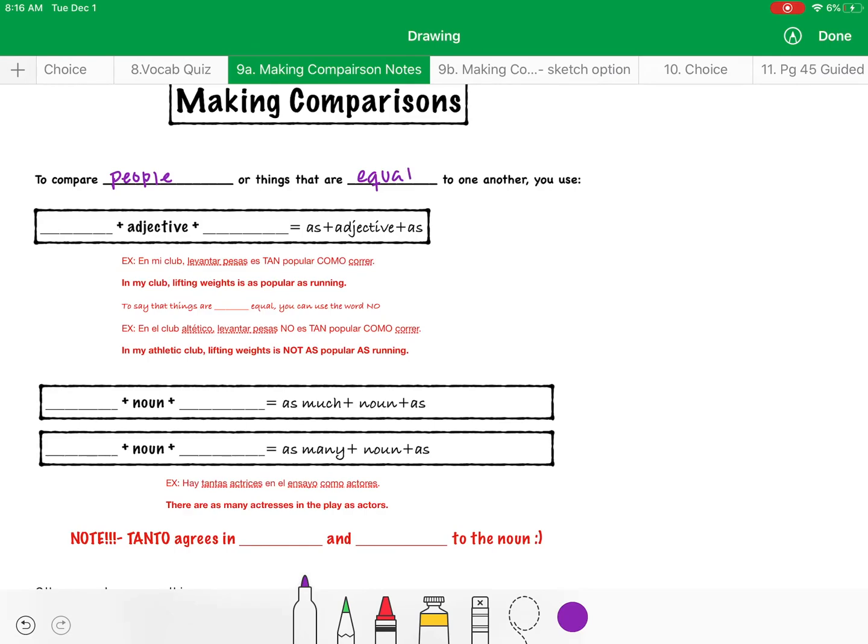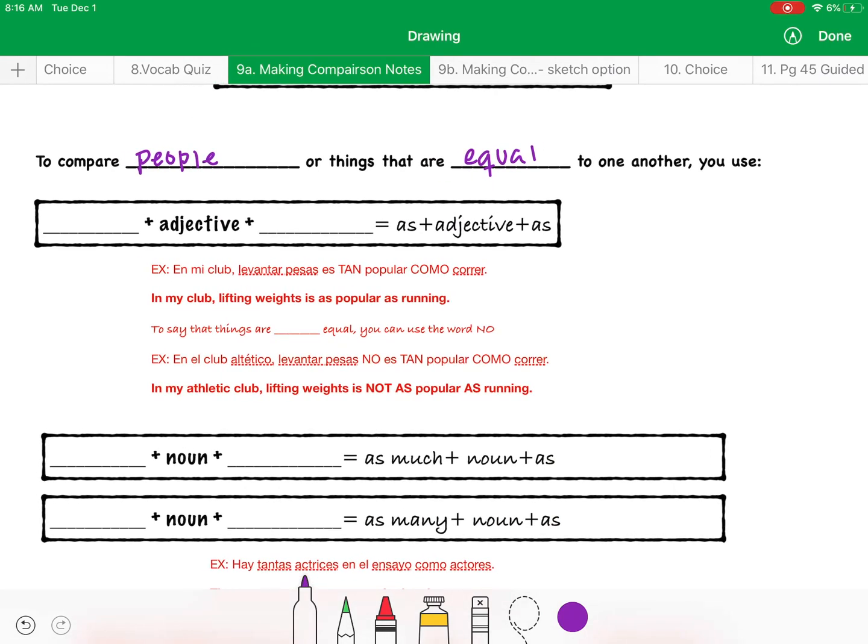Okay, so in order to do this, the first one we're going to talk about is when you're using an adjective, which is a word that describes a noun. Okay, and so in order to do that, we are going to use tan, T-A-N, the adjective, and then como. And this is to say something is as blank as something else.